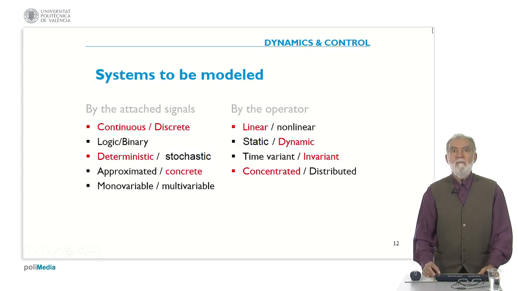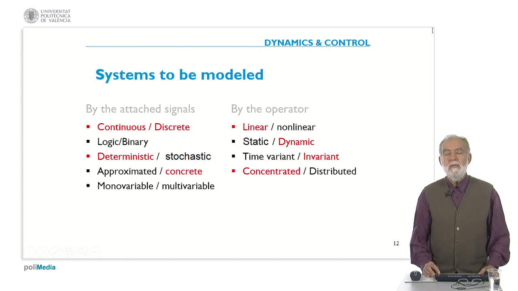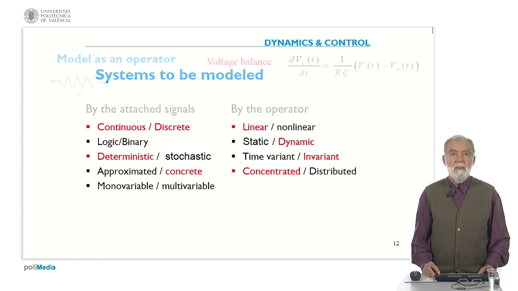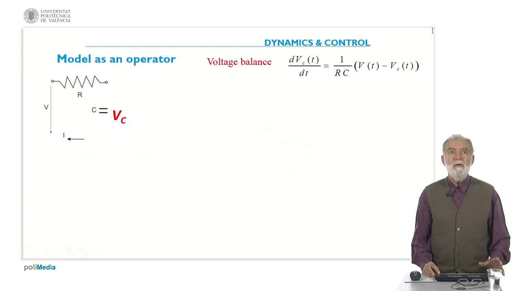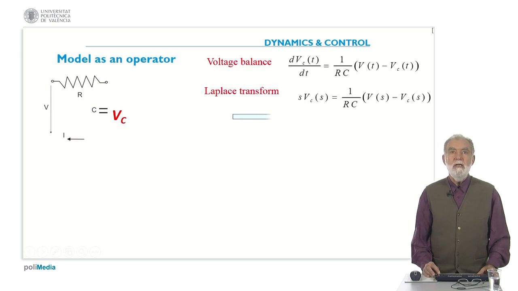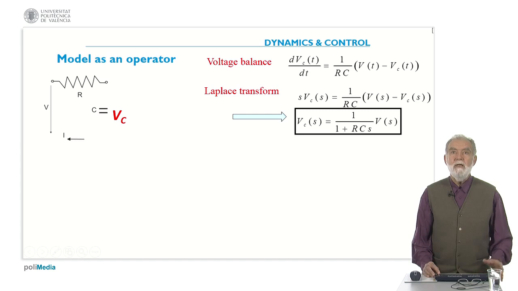Let's now move to the processes. And we are dealing with linear, dynamic, time invariant, and concentrated processes. And in this case, you remember the example of the electric circuit with a resistor and a capacitor. We apply the Laplace transform, and then we get the transfer function very quickly.